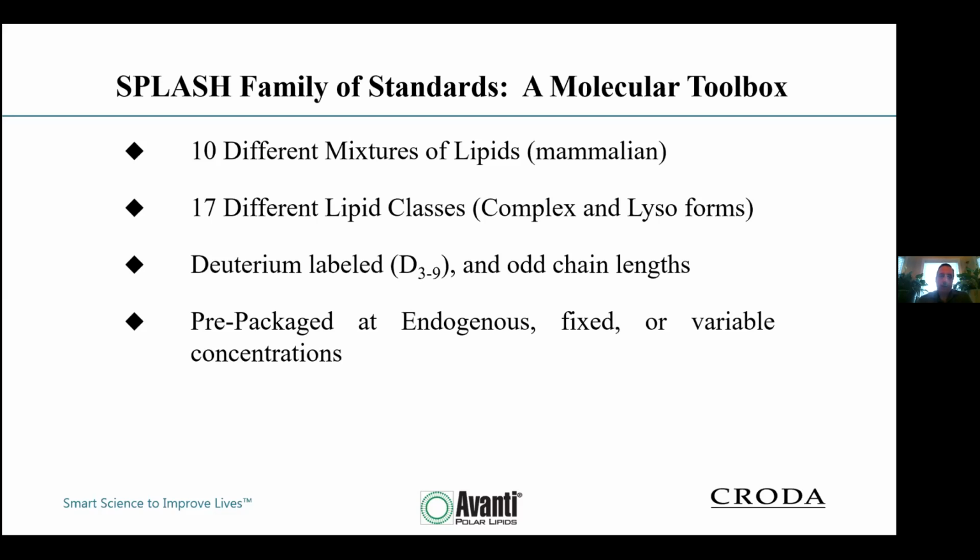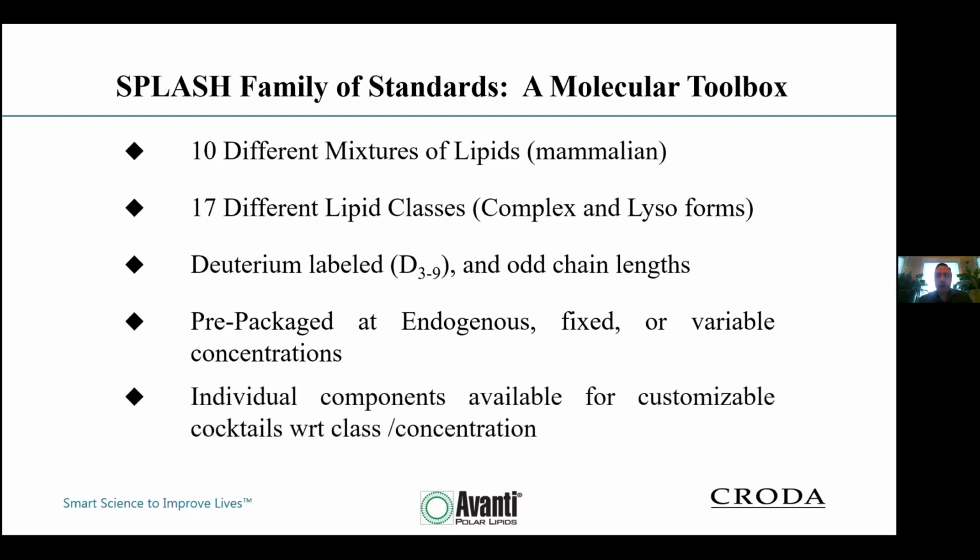So for like mouse plasma, they can be at the endogenous level you would find in the mouse, or with the EquiSPLASH, they can all be at the same concentration, or they can be at variable concentrations. And what we also did was we made the individual components available so that these can be customized with regard to the class or the concentration of whatever particular biological system you're looking at.